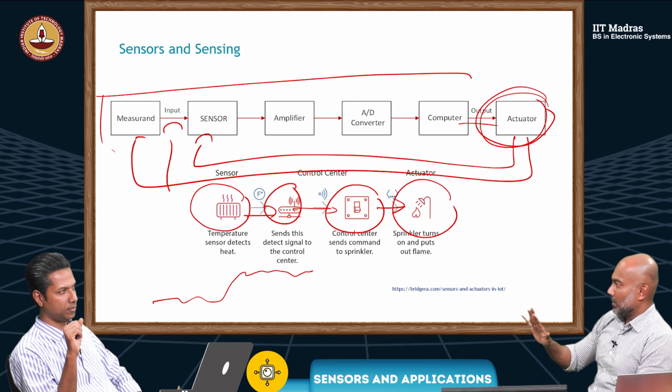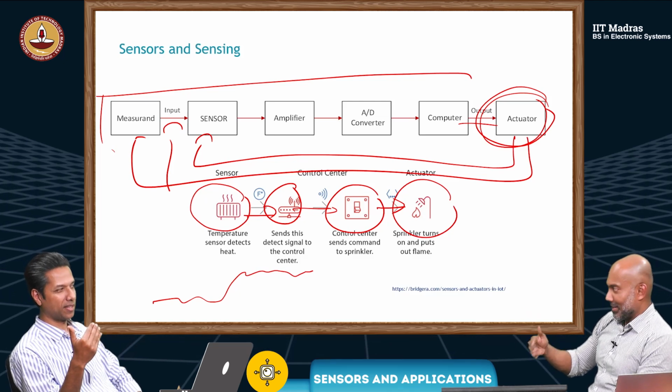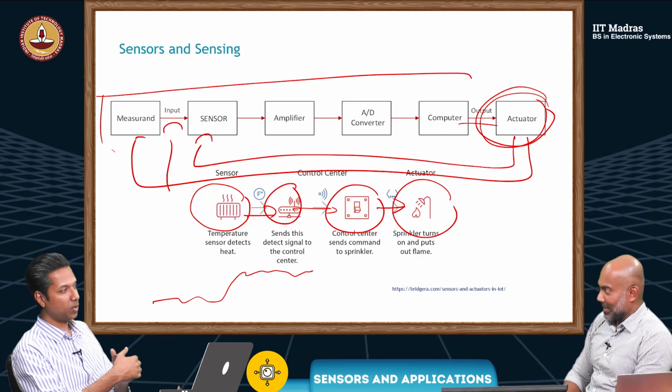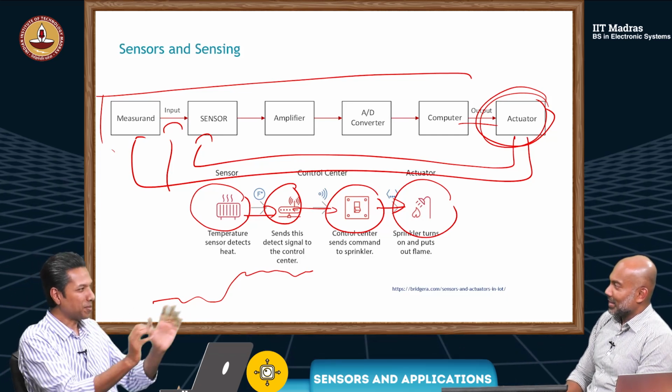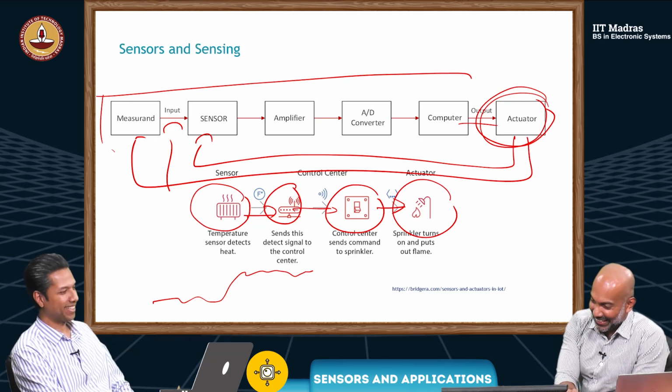But on-off may not be sufficient. We may have to do better control. So maybe we need a better block diagram to convey that. Got the point.